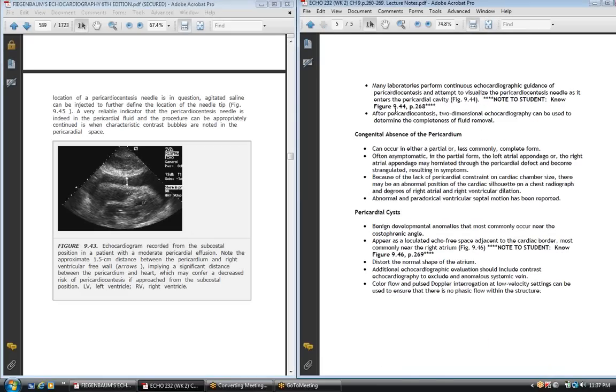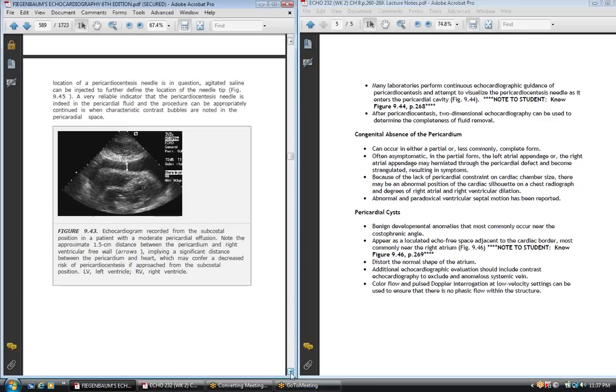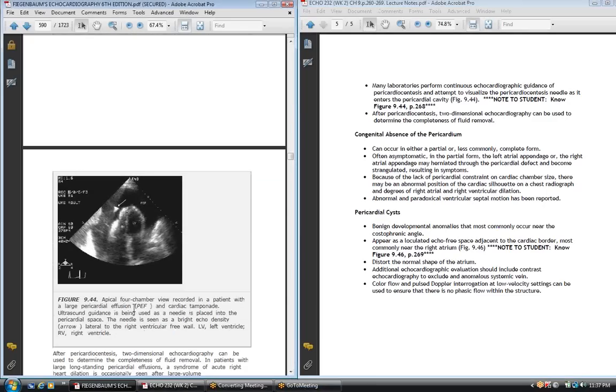Many laboratories perform continuous echo guidance of pericardiocentesis and attempt to visualize the pericardiocentesis needle as it enters the pericardial cavity. The needle is seen as the bright, echo-dense arrow lateral to the free wall. Right here is the needle where the arrow is pointing, and they're going to withdraw the fluid. After pericardiocentesis, two-dimensional echo can be used to determine the completeness of fluid removal.